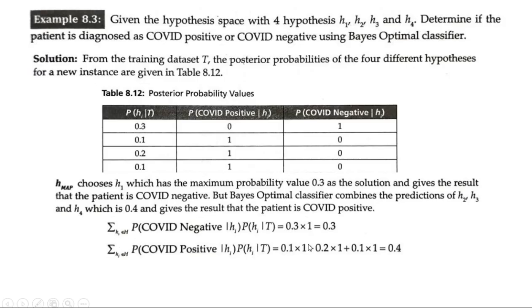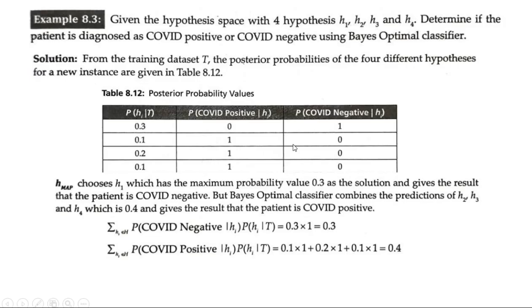This is the formula for the Bayes optimal classifier: the summation of the probability that it is COVID negative. In this case it is 0.3 into 1, plus the others where it is 0, so you don't have to consider them. So the probability that it is COVID negative is 0.3. Then you sum up over all the hypotheses the probability that it is COVID positive, into the probability that the hypothesis belongs to the class T.